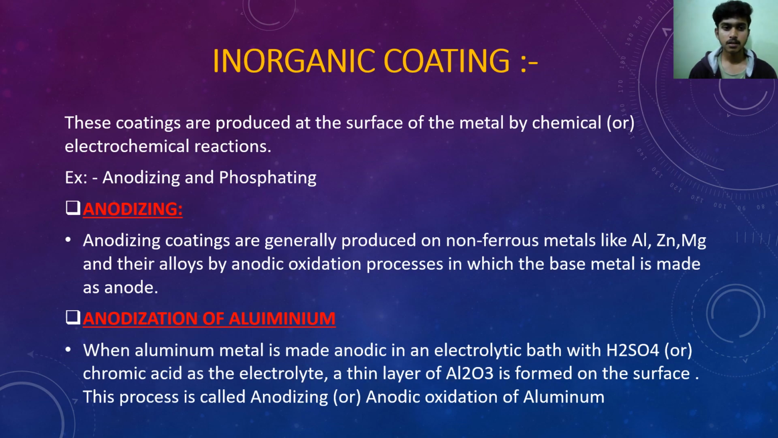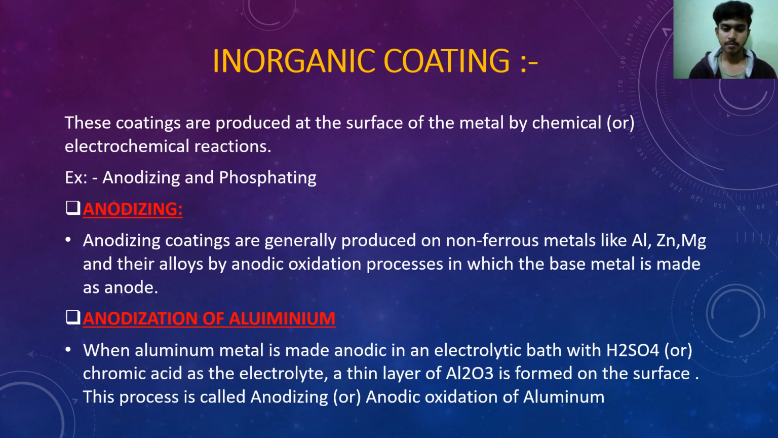Inorganic coating. These coatings are produced at the surface of metal by chemical or electrochemical reactions. Examples: anodizing and phosphating. Anodizing. Anodizing coatings are generally produced on non-ferrous metals like Al, Zn, Mg, and their alloys by an anodic oxidation process in which the base metal is made the anode.